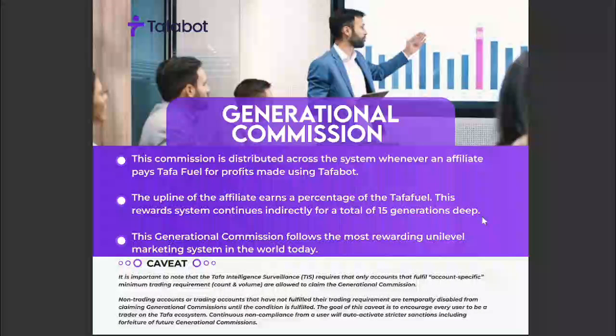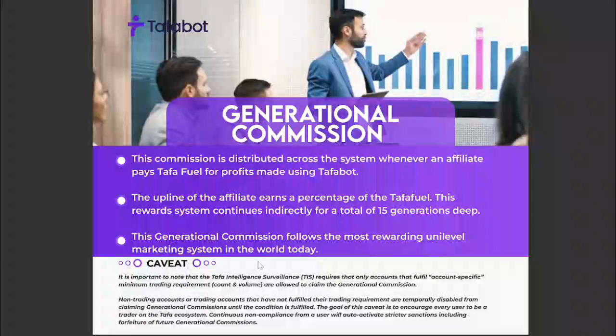We're going to take a look at the illustration so we can understand better. 15 generations deep. This is awesome because these people keep earning, you keep making money. This is fantastic. I love this. This generational commission follows the most rewarding unilevel marketing system in the world today. Now, there's a caveat right here that is important for us to take a look at.